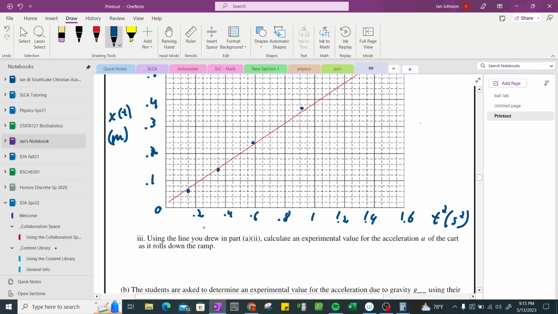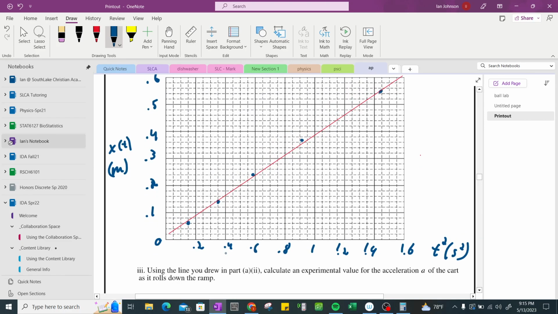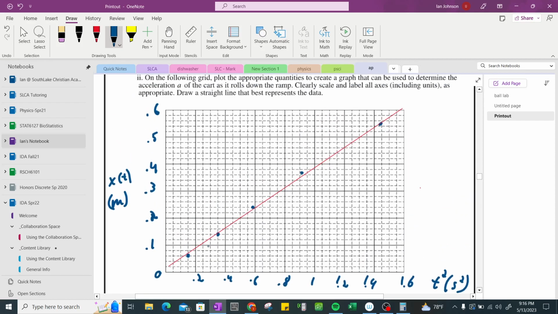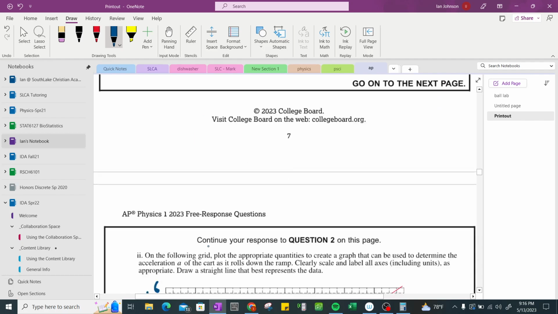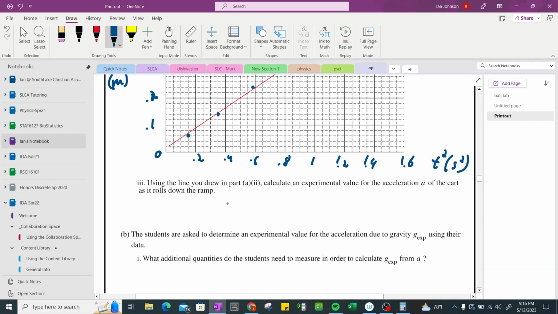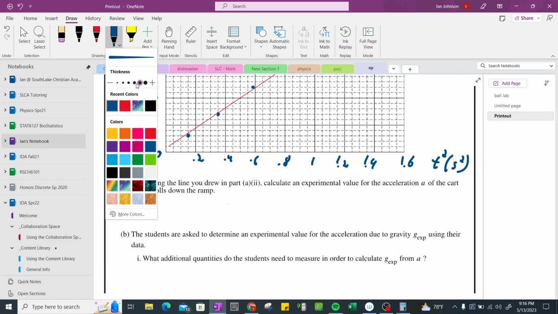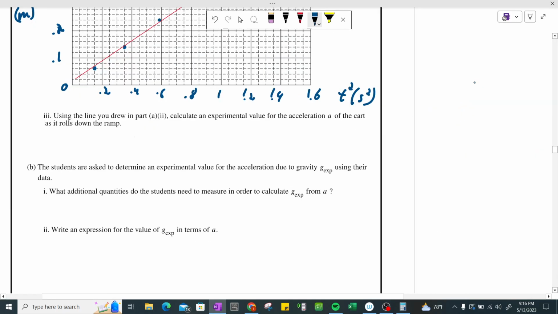Our last part is using the line you drew, calculate an experimental value for acceleration. Here, I would just use the slope formula. We know our last point is probably going to be the easiest one to approximate with. So I might say that was 0.55, I think? Yep, 0.55 and 1.44. So my slope was, let's see if we can make this larger again. Go ahead and actually resize this window. Because I went up 0.55 over 1.44. And that equals my slope.